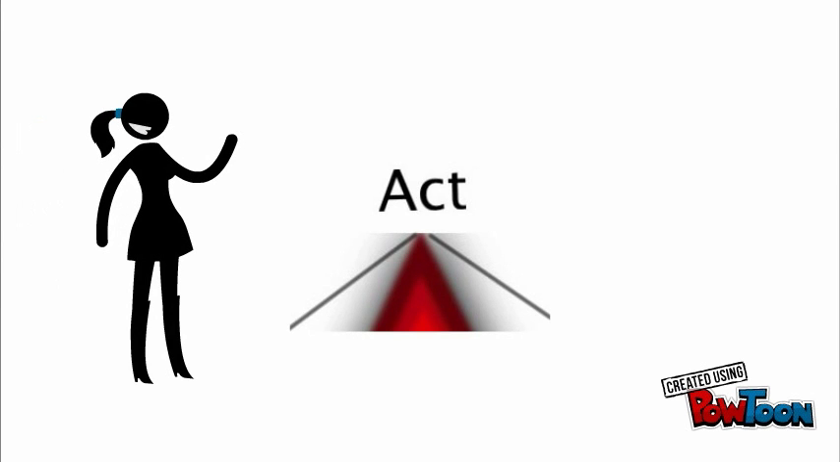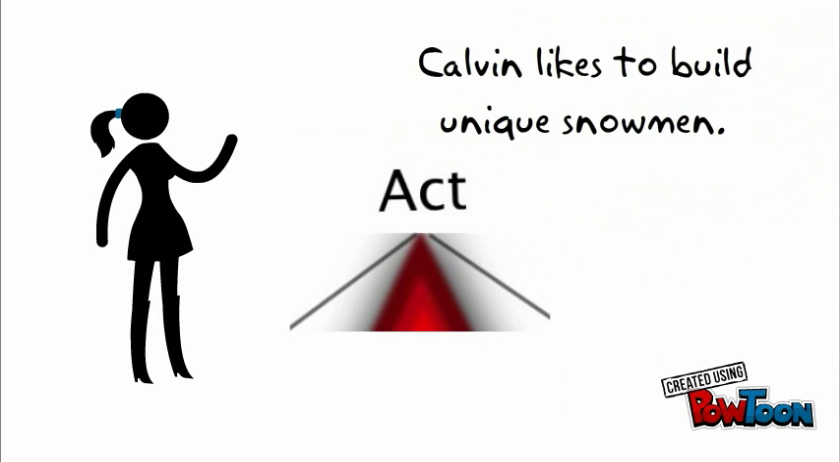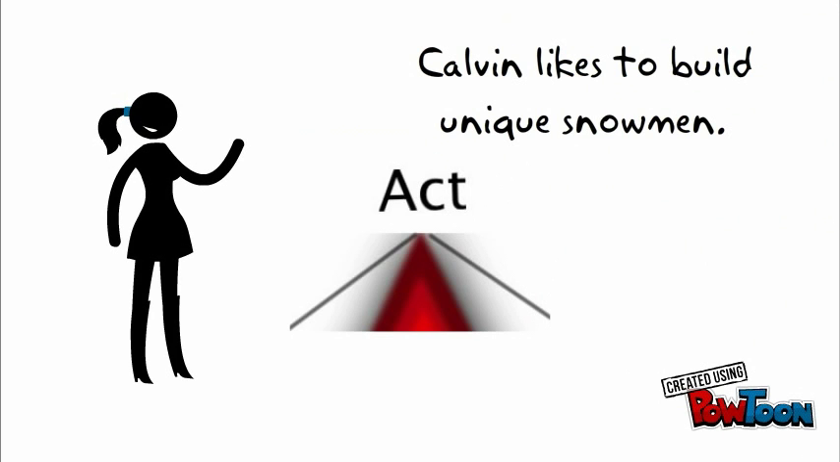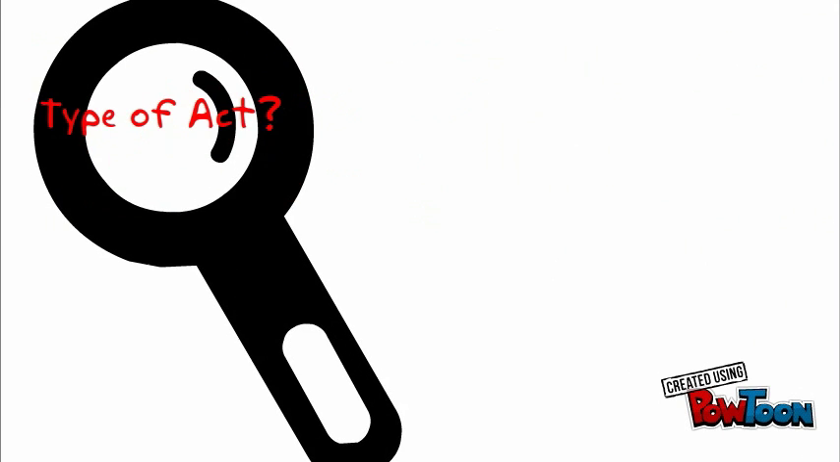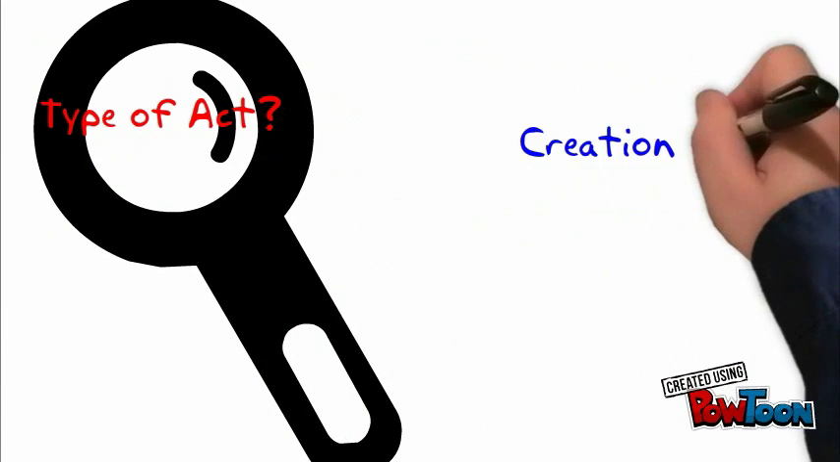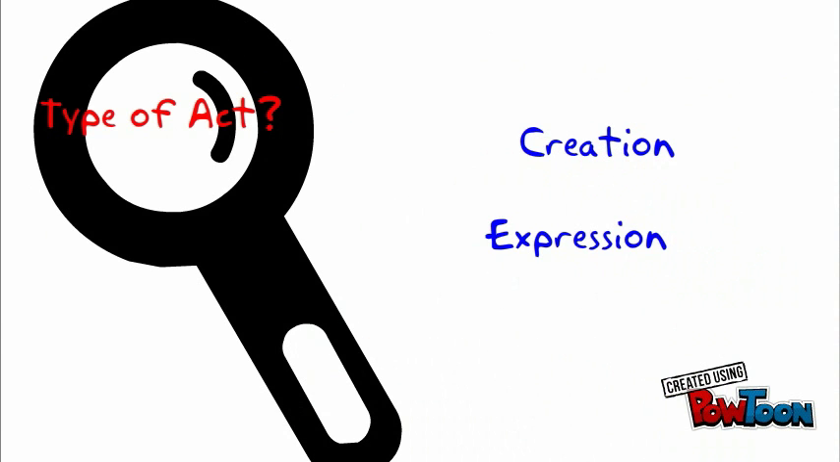The act section of the Pentad focuses on the plot or the movement of the story. In this case, the act of the comic strips centers around Calvin building snow art. When examining the act of a piece, it's best to determine what kind of act is being performed. In this case, it's an act of creation and expression. Calvin turns to snow to express himself often.